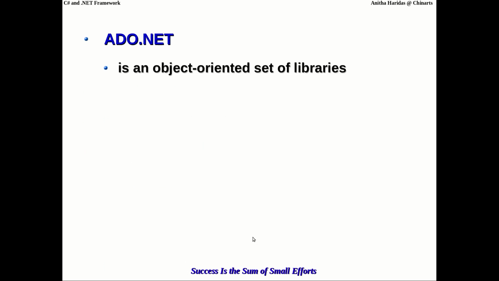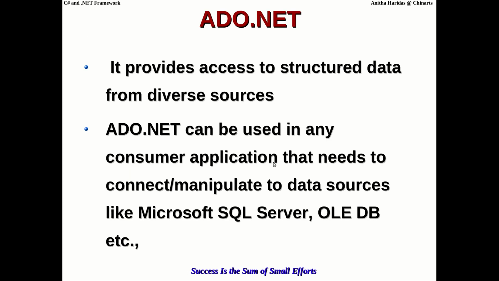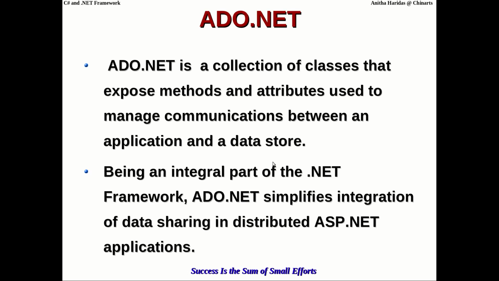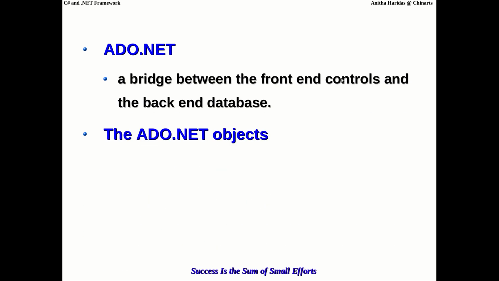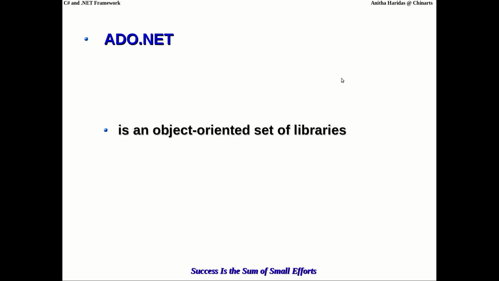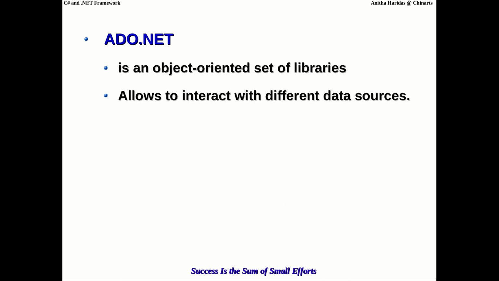Now when you take ADO.NET, you can call it an object-oriented set of libraries, because already we have seen it is going to contain lots of classes. It contains a collection of classes. Whenever I say collection of classes, obviously it comes under the object-oriented approach. So ADO.NET is an object-oriented set of libraries, and it allows interaction with different kinds of data sources.